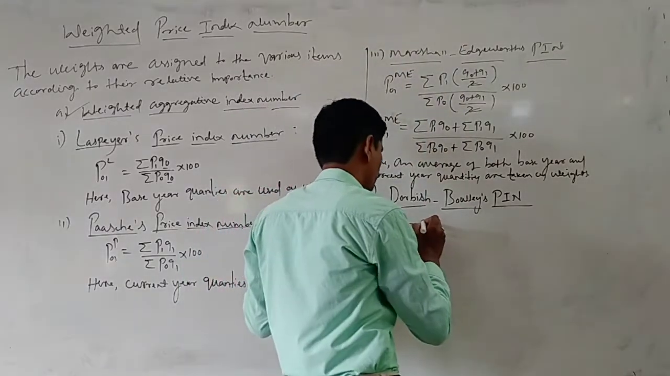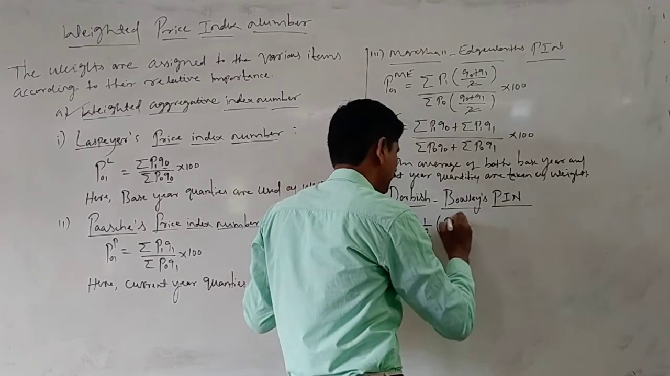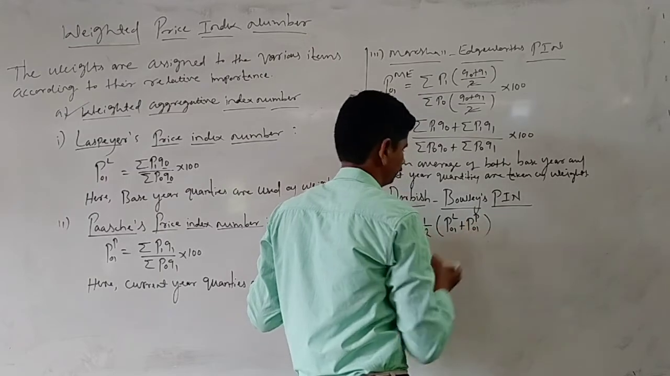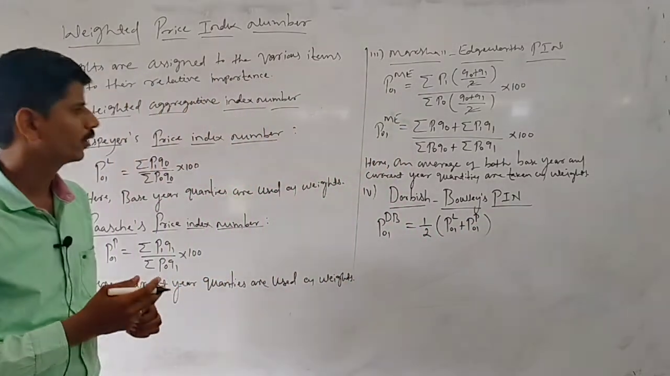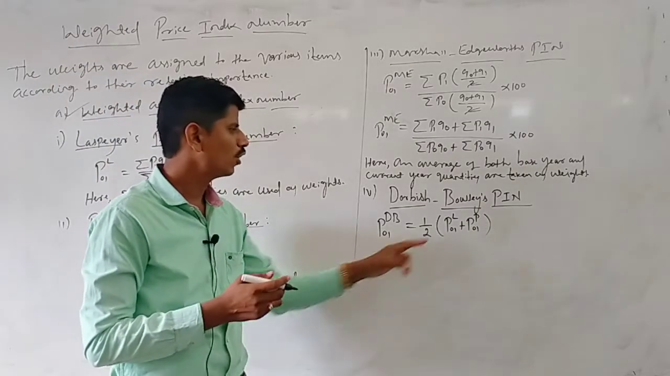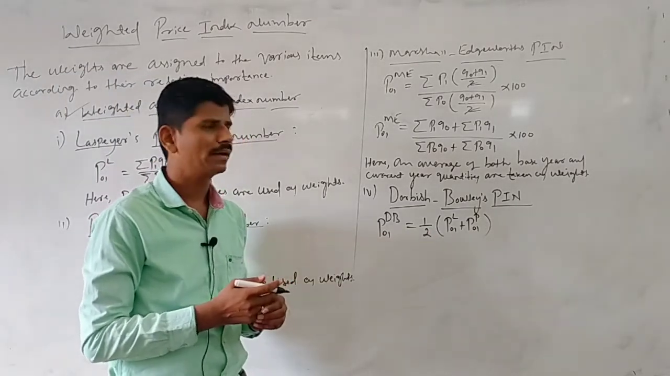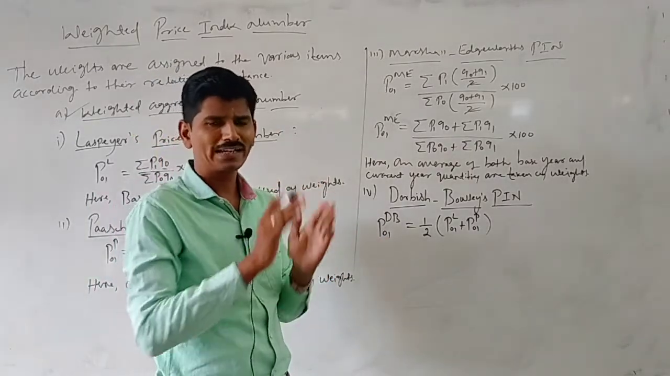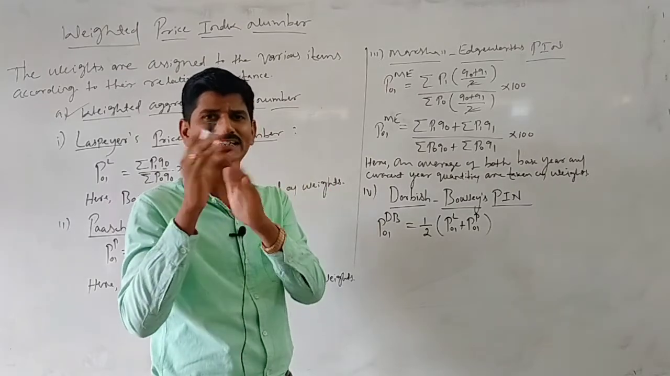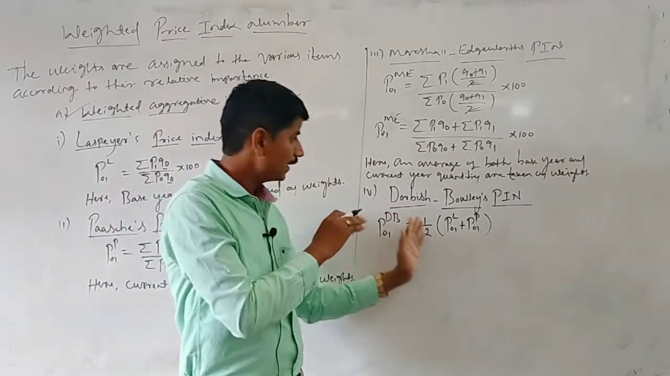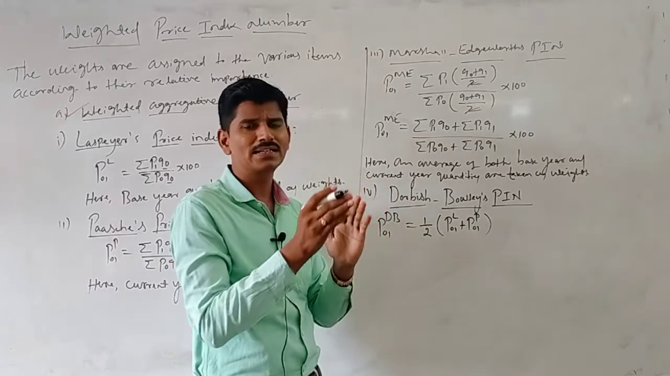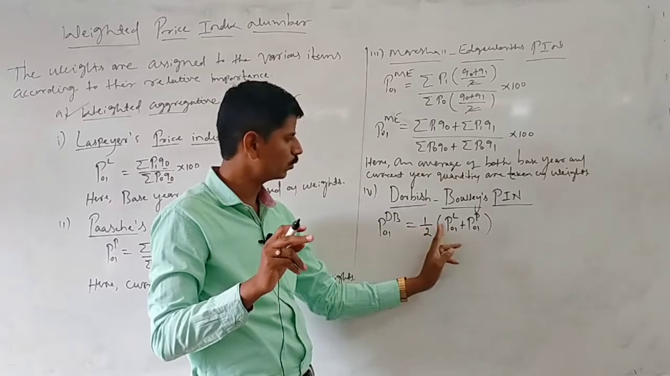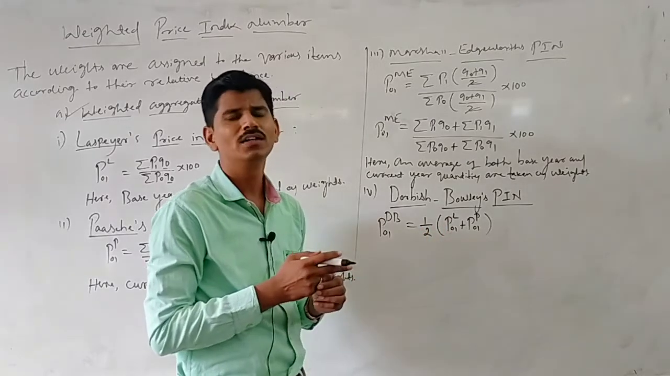That is 1 by 2 into P01 L plus P01 P. Here P01 DB equal to 1 by 2 into P01 L plus P01 P. It is the arithmetic mean. Arithmetic mean means what? A plus B divided by 2, or x1 plus x2 divided by 2, x1 plus x2 plus x3 divided by 3. Here it is the arithmetic mean of Laspeyres and Paasche. There are a total of 2 index numbers, therefore we divide by 2, that is P01 L plus P01 P divided by 2.